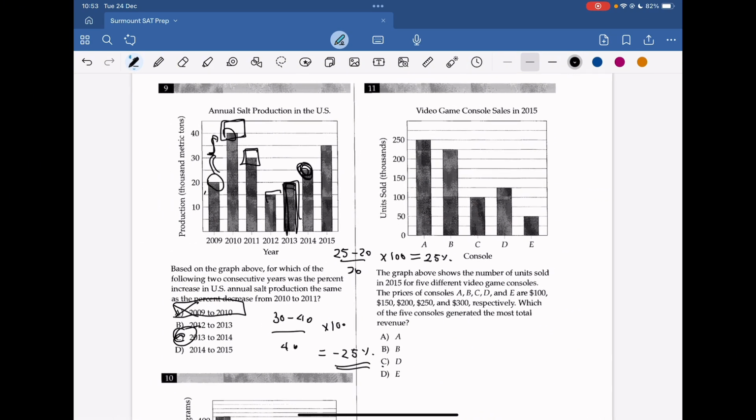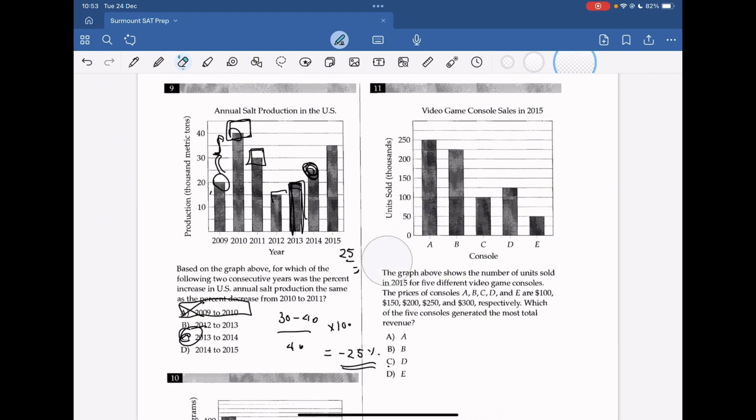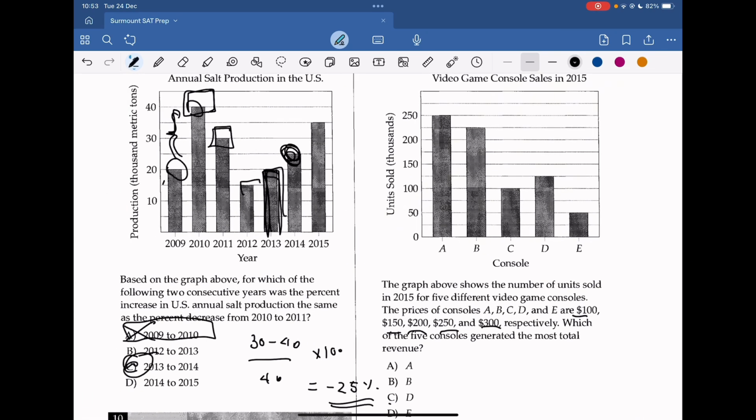Question 11. The graph above shows the number of units sold in 2015 for 5 different video game consoles. The price of the consoles are listed here: 100, 150, 200, 250, and 300. Which of the 5 consoles generated the most total revenue? So if you look at console A, they sold around 250,000 units. So it's 250,000 units multiplied by the price of the console, which is 100, and we'll be getting 25 million.